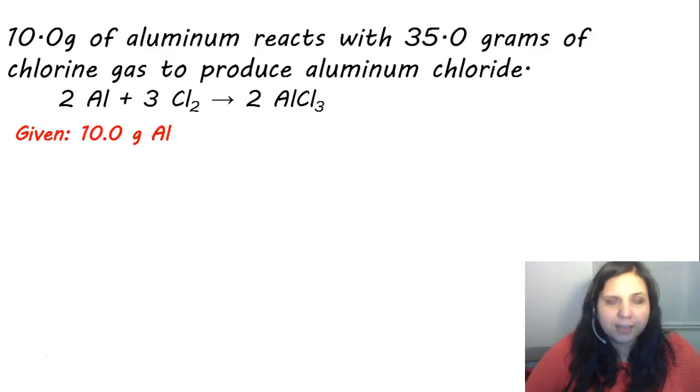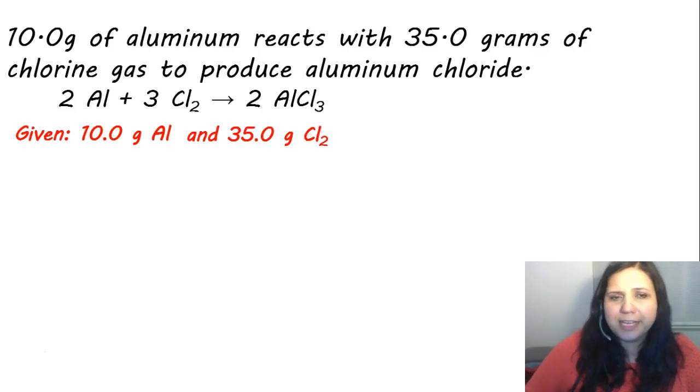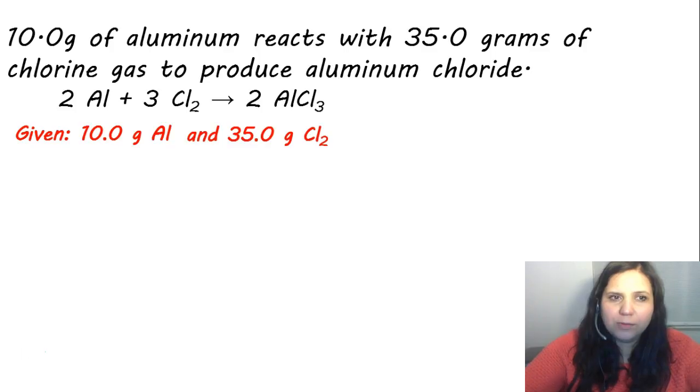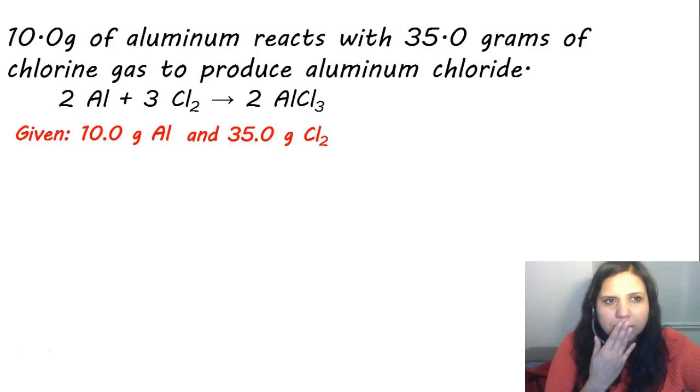So let's just identify our givens. We have 10 grams of aluminum. Ooh, and we have 35 grams of chlorine. We have 2 givens here. What do we want to find? It just says we're producing the aluminum chloride.